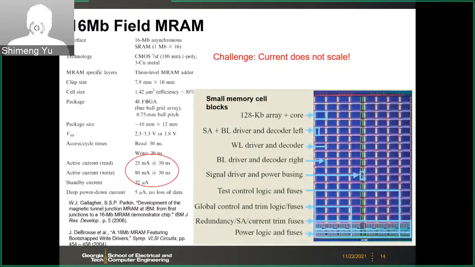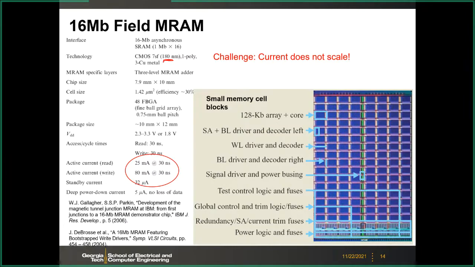With this concept, the first generation field switching MRAM was actually fabricated, and this is the example from IBM. This is a 16 megabit chip from IBM with this concept. It was fabricated in the 180 nanometer process technology node. This was back in the early 2000s. That was the advanced technology node at that time, right, in the early 2000s.